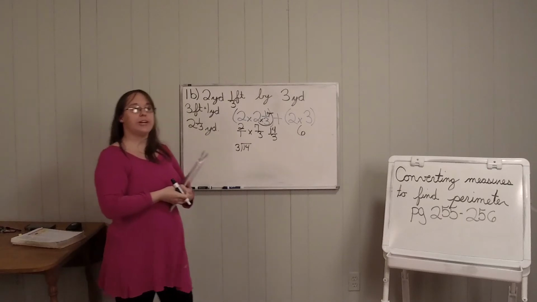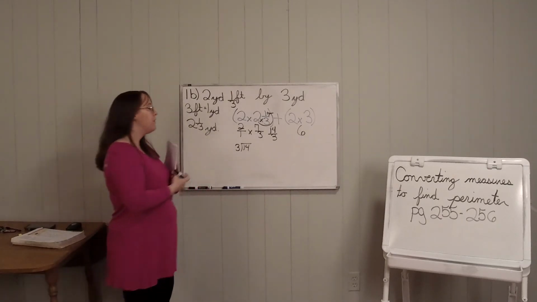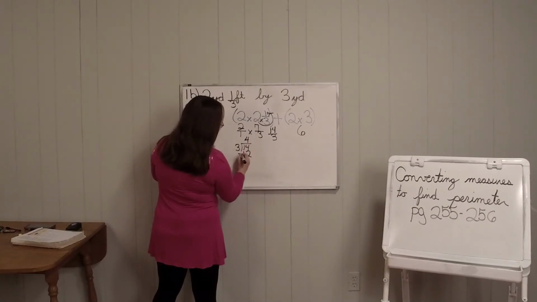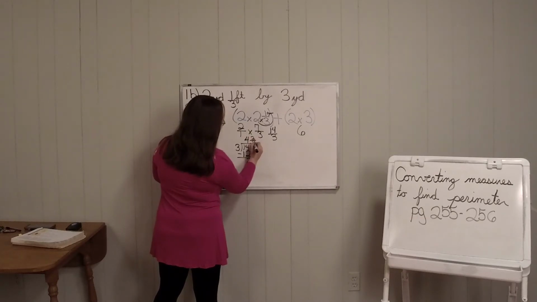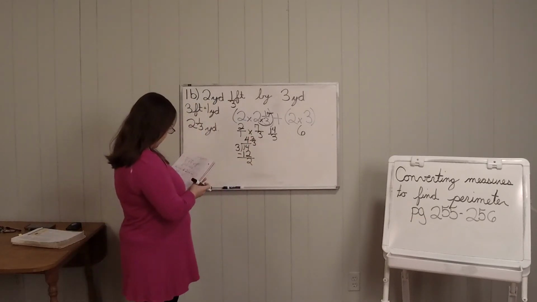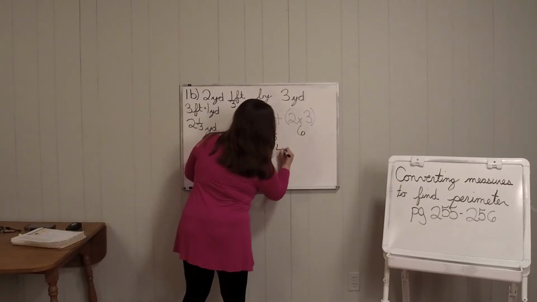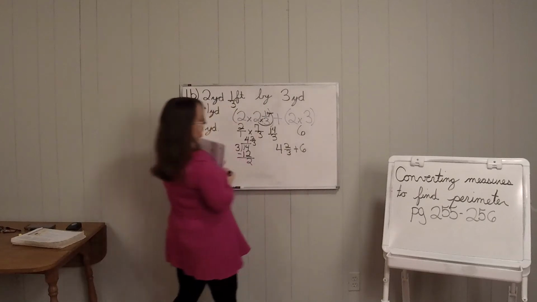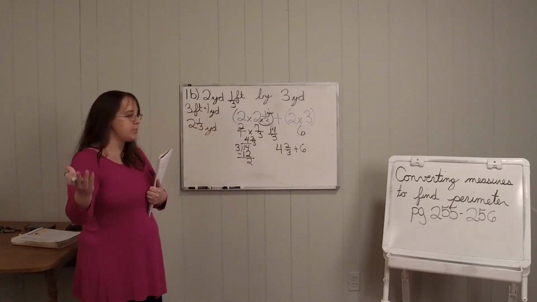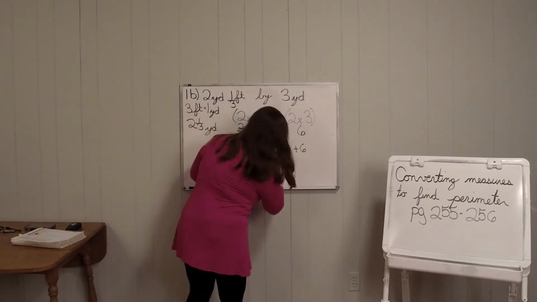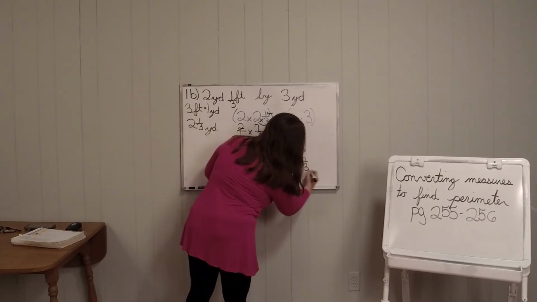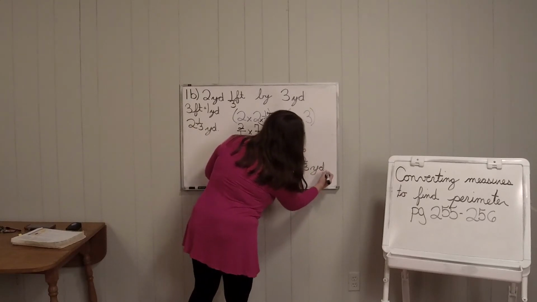Okay, how many times can 3 go into 14? Think about it. 4. That means 4 times 3 is 12. So you have 4 and 2/3. So now you have 4 and 2/3 plus 6. Add your whole numbers. What's 4 plus 6? So perimeter is 10 and 2/3 yards.